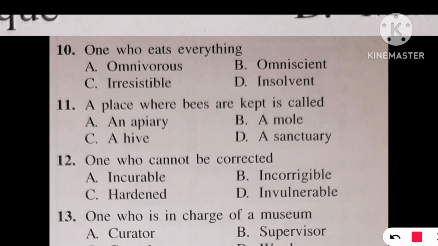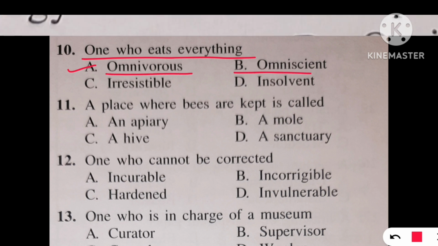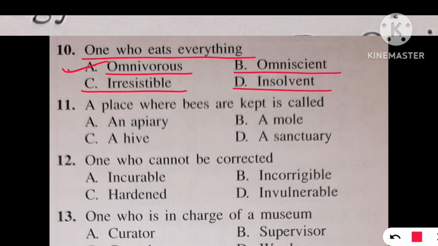Question number 10. One who eats everything. They are called option A, omnivorous, option B, omniscient, option C, irresistible, option D, insolvent. Right answer is omnivorous or omnivores. Pronunciation is omnivorous or omnivores. So the one who eats everything is called omnivorous or omnivores. That is option A.